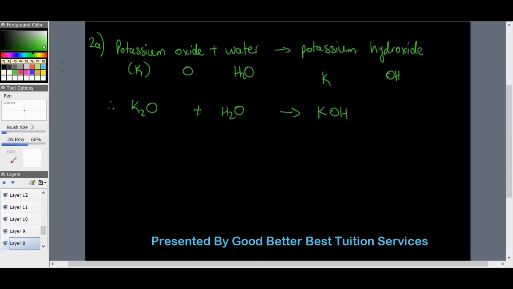If I double it up like this, let's check. 2 potassium, 2 potassium, 2 oxygen, 2 oxygen, 2 hydrogen, 2 hydrogen, equation balanced. I'm happy. Okay, so because this is a word example, I'll give one more and then we'll call it on this one, and then I'll explain some Lewis structure.